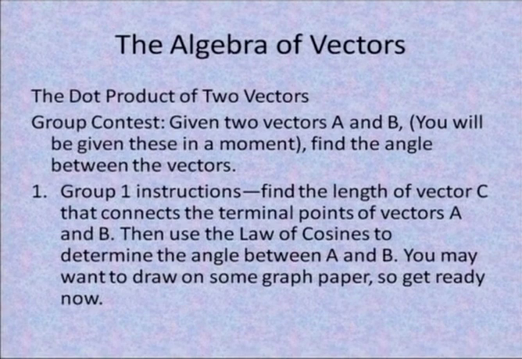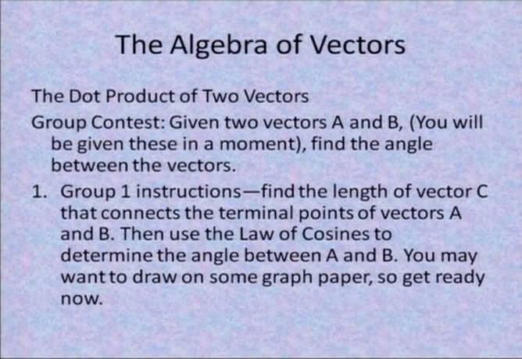All right, group 1, you're going to do it the old-fashioned way, without the dot product. You're first going to find the length of the vector C that connects the terminal points of A and B. Now you're not doing these head to tail, we're finding the angle between them. So A and B are starting from the same place. You're going to find the length of vector C, then use the law of cosines to determine the angle between A and B.